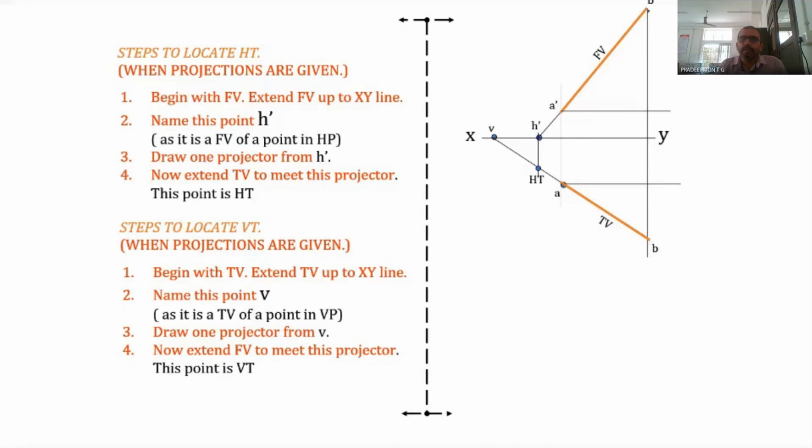And now we have to drop a projector from V and extend the front view. The front view is already extended up to the XY line, then we have to extend it further in order to intersect with the projector through V. So we extend it so that it intersects with the projector through V, and this particular point is known as the VT dash or VT. Since it is a front view, we can use dash along with it, but normally we don't use the dash, we use only VT.